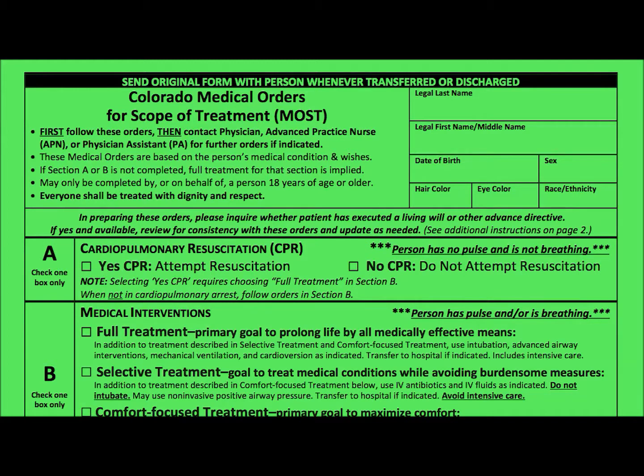I think it's important, the very first line after the title is first, follow these orders, then contact the physician or advanced practice nurse or PA for further orders if indicated. And I think that's a culture shift of actually honoring a form. We always tend to want to go to that person, the decision maker, whether it's, in this situation, it would be the medical power of attorney.